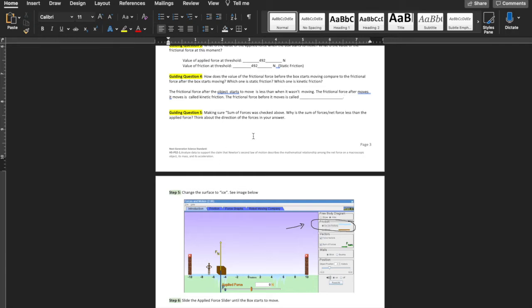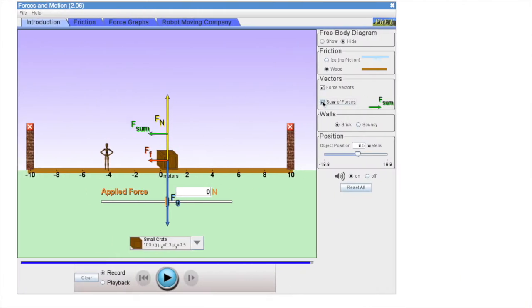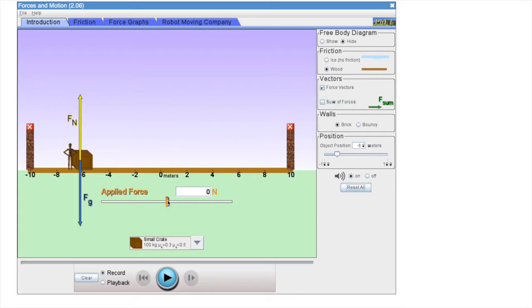All right, so question 5, making sure that the sum of forces is checked above. What was the sum of forces? Why is the sum of forces or net force less than the applied force? Think about the direction of forces in your answer. All right, so let's go ahead and check sum of forces, and we're going to do it one more time. Sum of forces got unchecked for some reason.